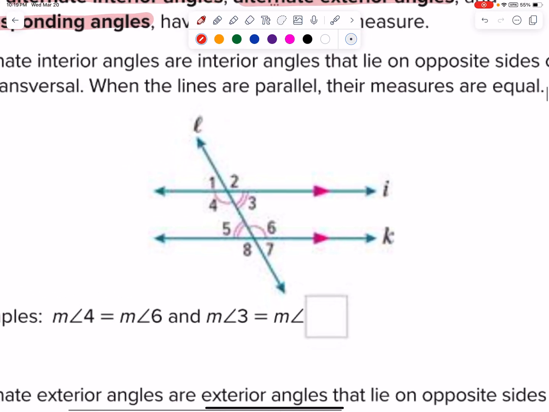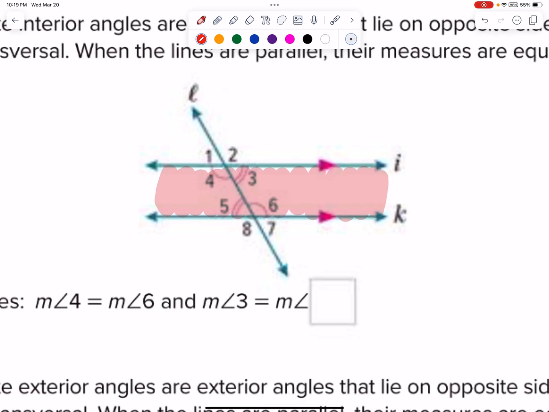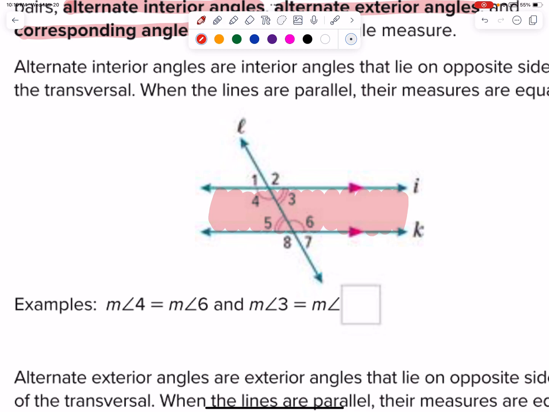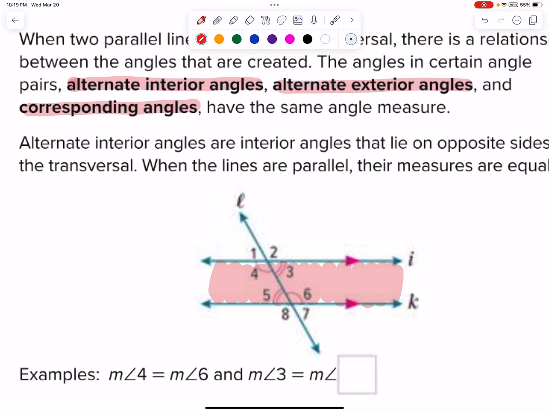So step 1 every time, and follow these strategies because it'll help you out later on, is when you see the parallel, I want you to shade in between. And remember, what's this called? This is our interior. So our interior angles are 3, 4, 5, and 6. Exterior 1, 2, 7, and 8. So when we're looking at this, I want you to understand these vocabulary words.